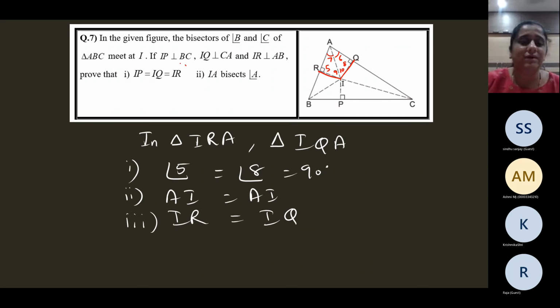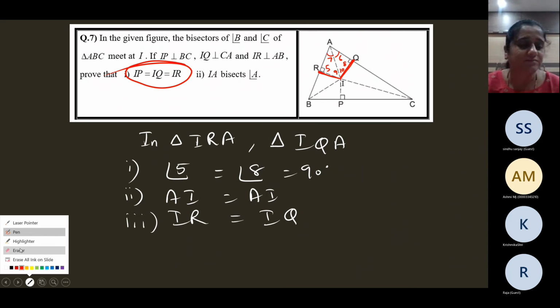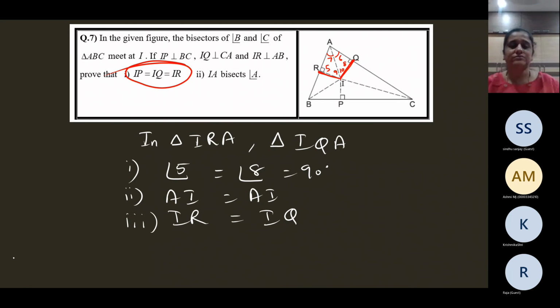We proved IP, IQ, IR all are equal, so we use that information. IR is equal to IQ. Very good. So what's the congruence rule here? Yes, children, what's the congruence rule? RHS, ma'am. RHS. Very good. It's RHS here.